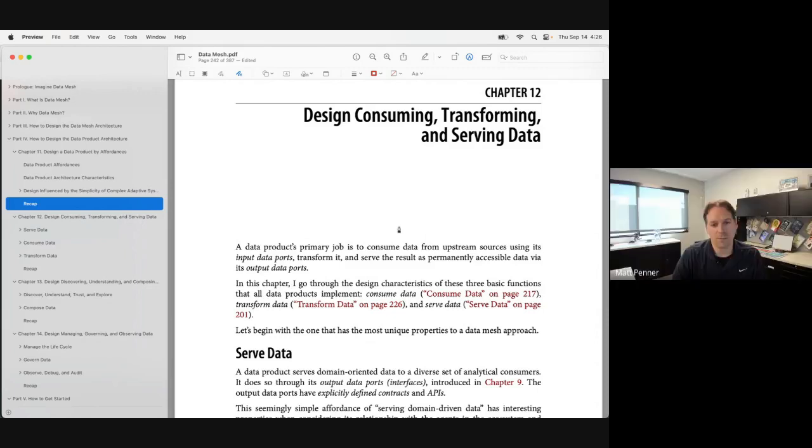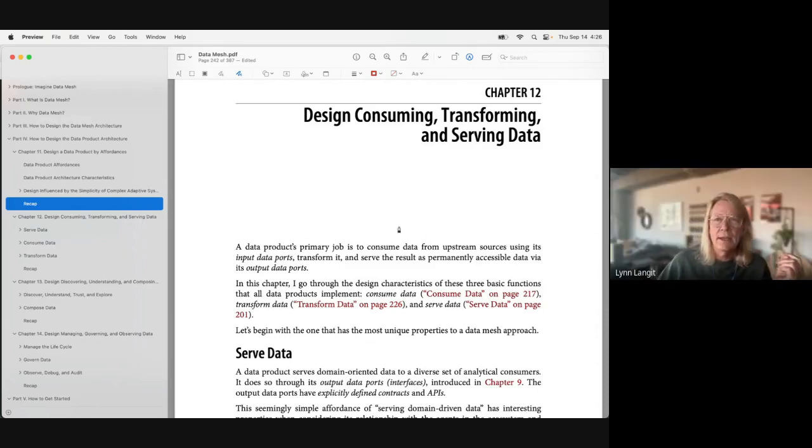Okay? Cool. All right. So now in chapter 12, we are getting into the nitty-gritty, right? Which is design aspects of this data product. And these are basically the things that are going in the circle around the data product. So these aspects that she covers here are consume, transform, and serve.